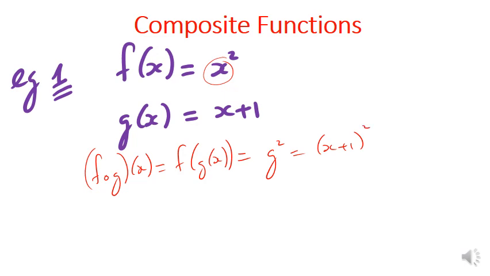What about g circle f? G circle f would be, take your function g, wherever there's an x, you will replace that with f. So it'll be f plus 1, but the function f is nothing more than x squared plus 1. Notice that the composition, f circle g, is not equal to g circle f.